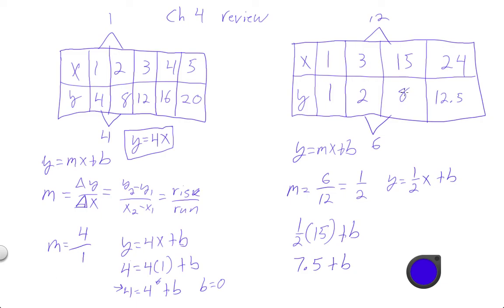So how do we get from 7.5 to 8? Well, we would be 1/2 short, right? So we need to add 1/2. And when we add 1/2, 7.5 plus 1/2 equals 8. So our b is equal to 1/2. And our final equation is y equals 1/2 x plus 1/2. And that's all there is to that.